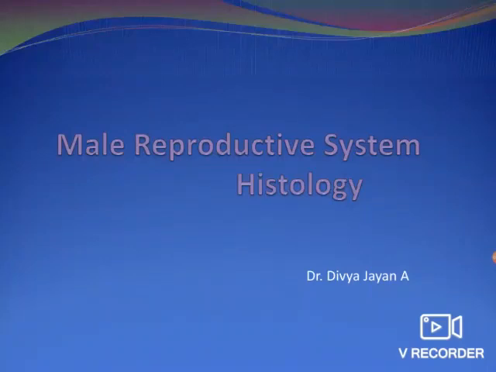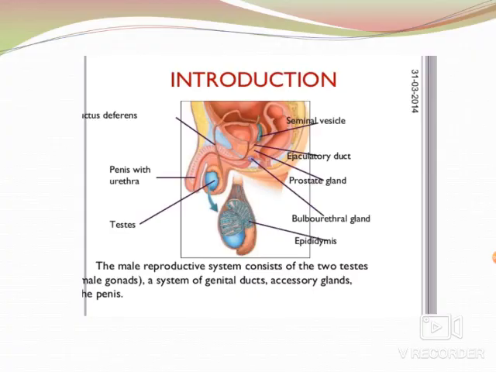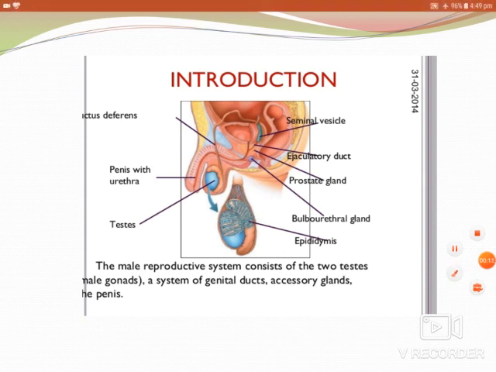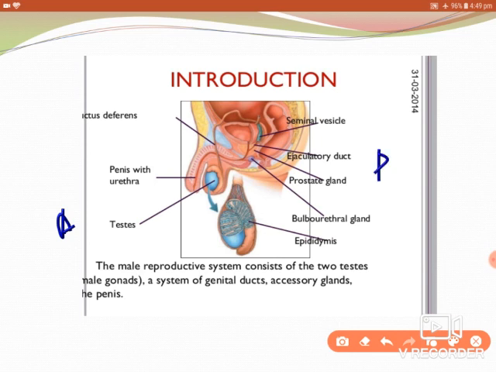Hello everyone. Here I'll discuss the microscopic structure of male reproductive organs. What you see is the sagittal view of the male pelvis. This is the anterior aspect, this is the posterior. Here you can see the rectum, the anal canal, and the urinary bladder.